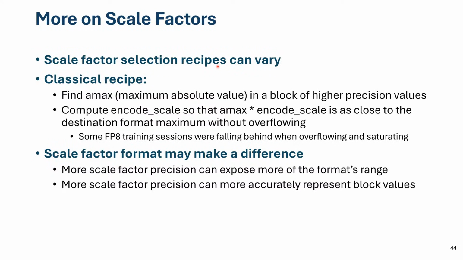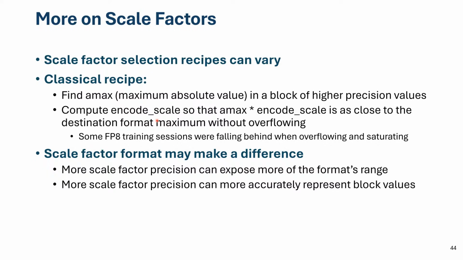So there can be different ways to choose scaling factors that work. But the classical recipe is basically find the maximum magnitude in your block in some high precision, then compute the encode scale factor to take that maximum and map it as close as possible to the destination format's maximum without overflowing.